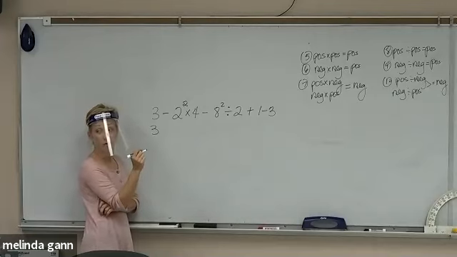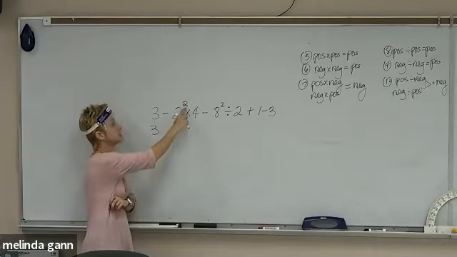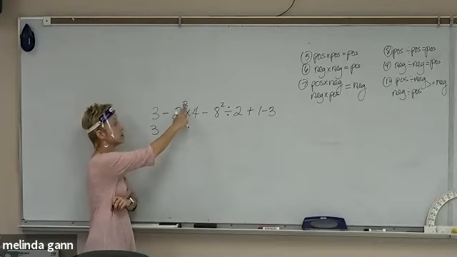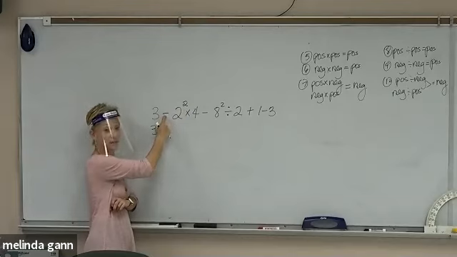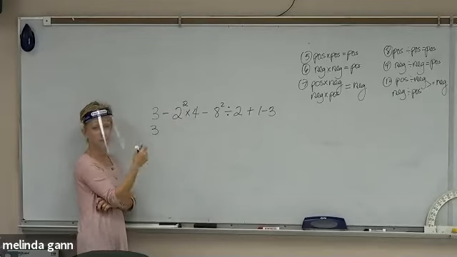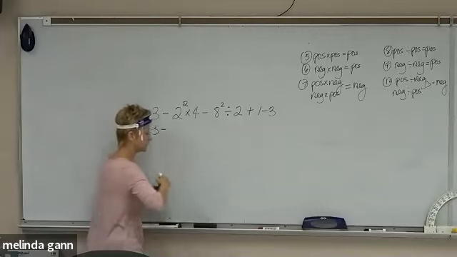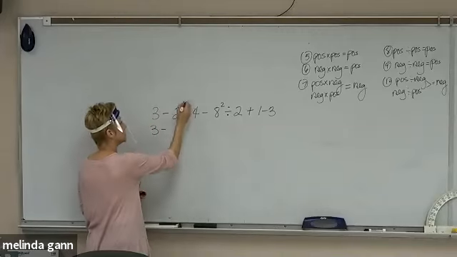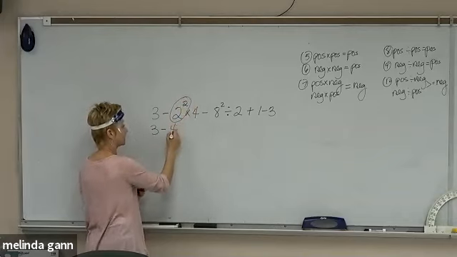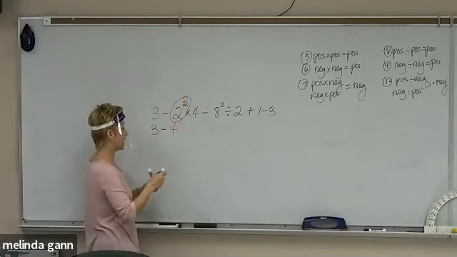What does this 2 go with? Just the 4, not with the minus. Is everybody with me? An exponent goes with what immediately precedes it. So do you understand that would be 3 minus what? 4. So all I'm doing is this 2 squared. And everything else just gets copied.